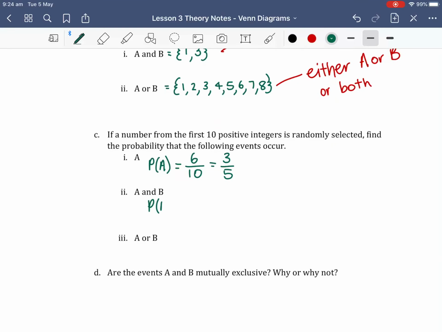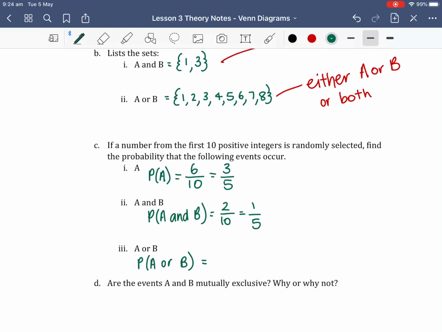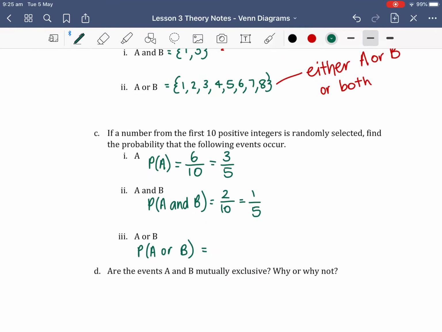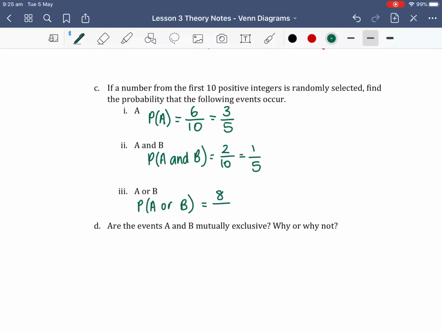So the probability of A and B will be 2 over 10, which equals 1 over 5. And the probability of A or B is either A or B or both. So it's all the numbers in the green bit. So we have 8 numbers there. So it'll be 8 over 10, which simplifies down to 4 over 5. And just remember, you always want to simplify your fractions where possible as well.